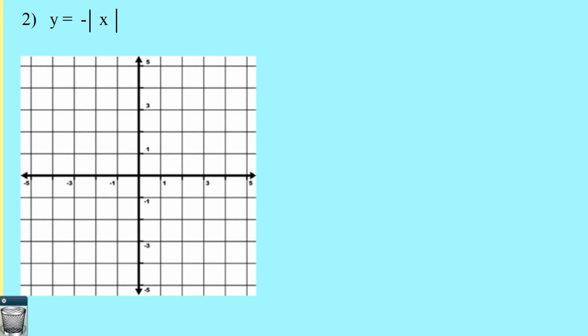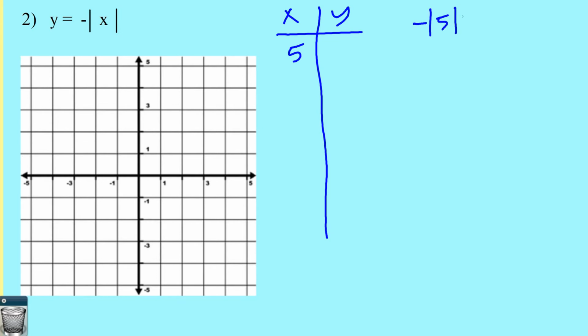So let's do the same thing. I'm going to make a table. Sorry, I didn't like how I wrote that. So I'm just going to start with some random things again. Let's plug in 5, because that's the furthest right spot. The absolute value of 5 is 5, but then we have a negative out front. So we end up with -5. Then let's plug in 3. Negative absolute value of 3 is just -3.